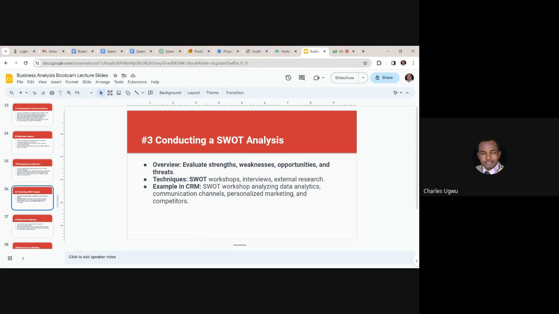So in CRM, SWOT workshop analyzes the data analytics, communication channels, personalized marketing, and competitors. So this is how we can use SWOT analysis in this area. In most cases, in project management or IT project, I don't apply SWOT analysis a lot. But it's good for you to understand SWOT analysis very well as well.